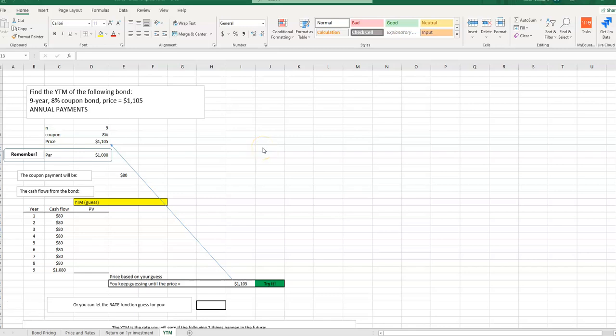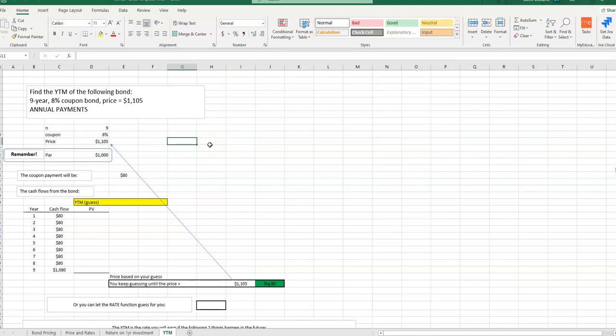This is about the yield to maturity of a bond. I wanted you to see how this equation is set up. So I've got just an example here. Find the yield to maturity of the following bonds. We've got a 9-year, 8% coupon bond. The price is $1,105 and it makes annual payments.